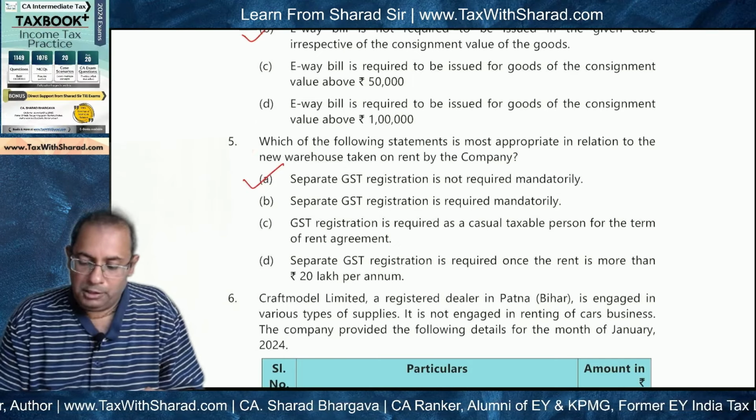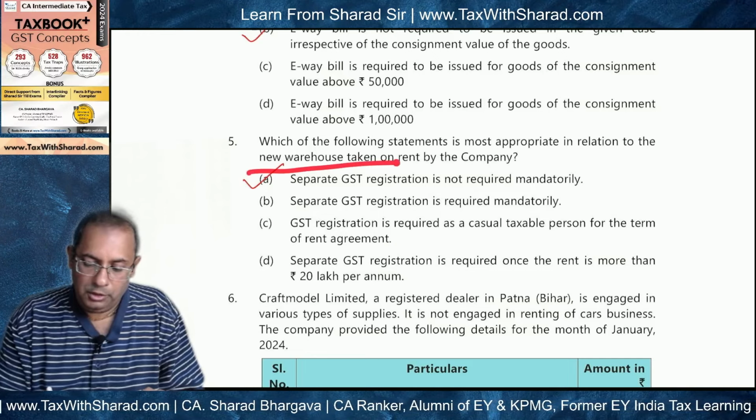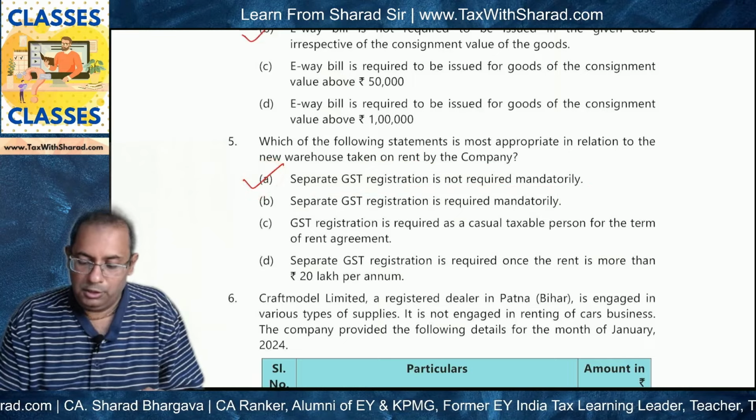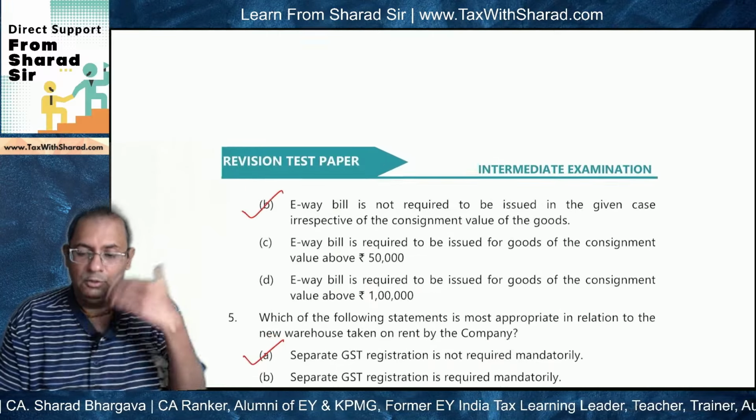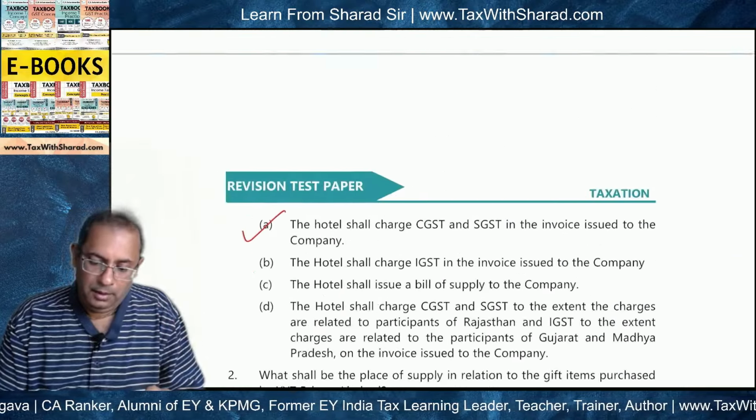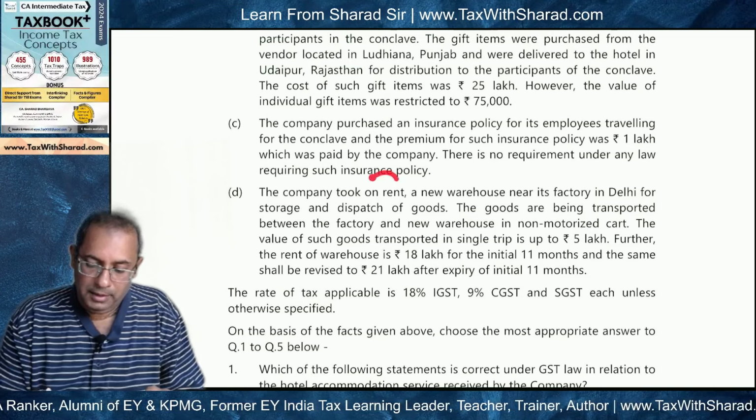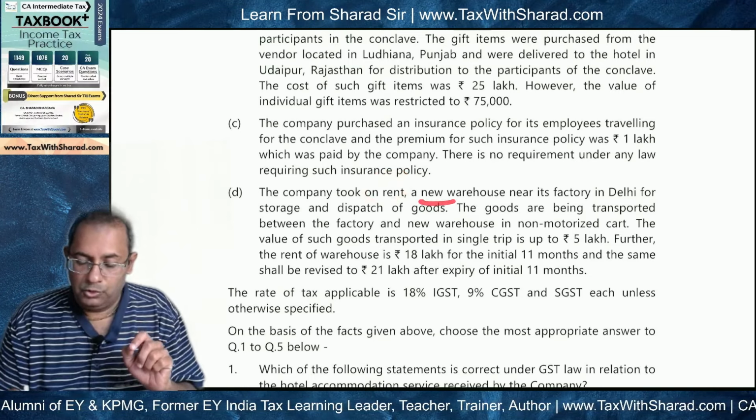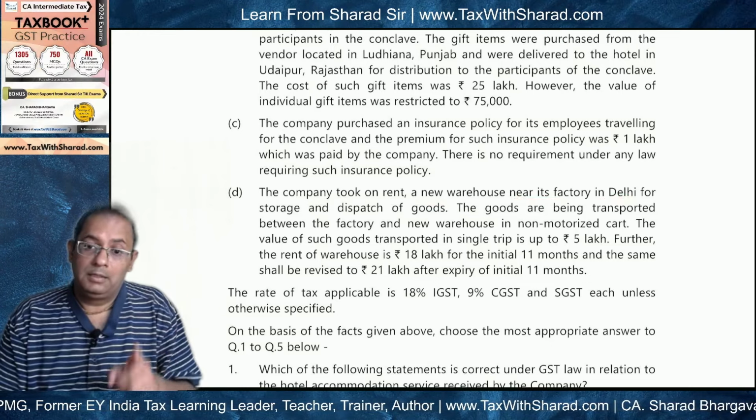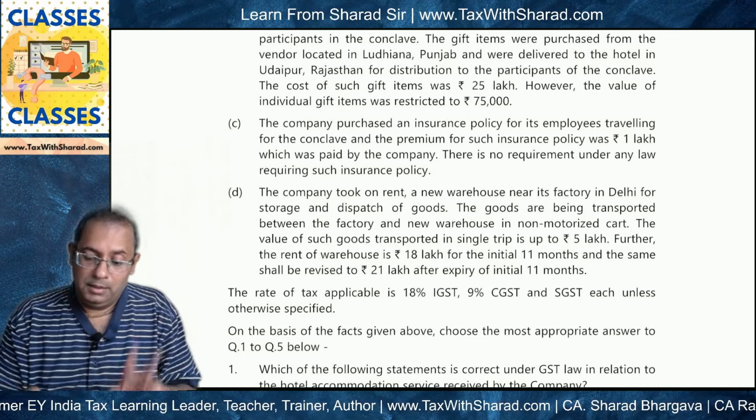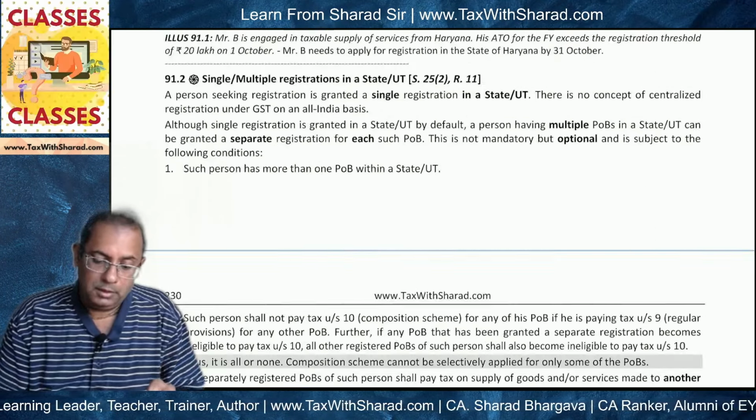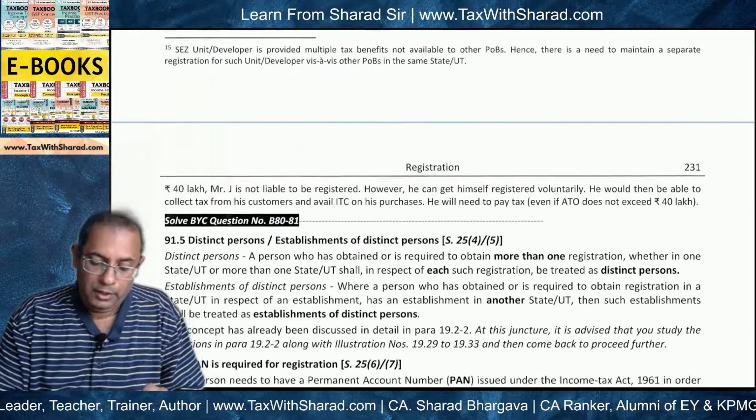Let's look at number 5. Which of the following statements is most appropriate in relation to new warehouse taken on rent by the company? And the correct answer is that separate GST registration in NOS is not required mandatorily. That means it is optional, one can take, but it is not required mandatorily. And what we saw was that the company has taken on rent a new warehouse near its factory in Delhi. So the company is already registered under GST in Delhi and now it has taken a new warehouse also.